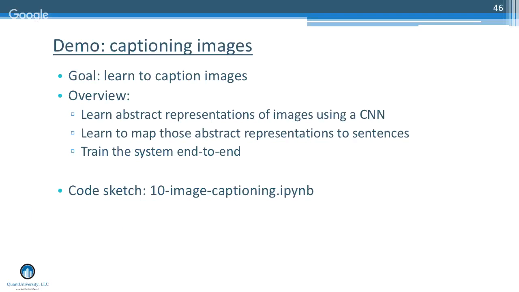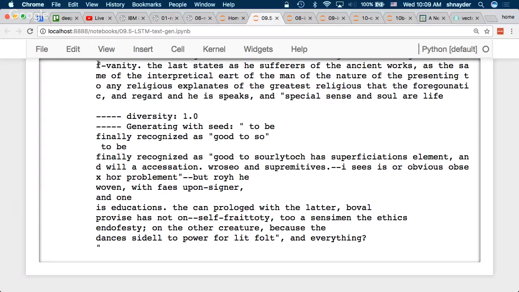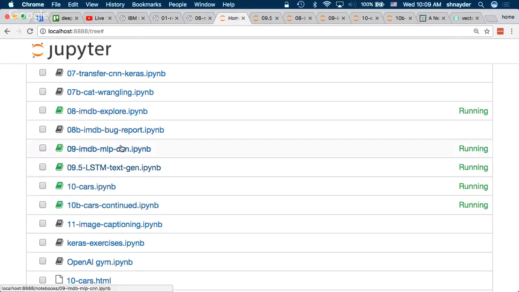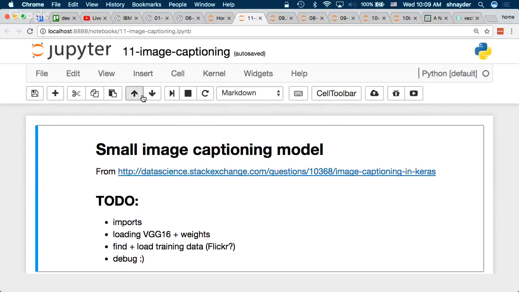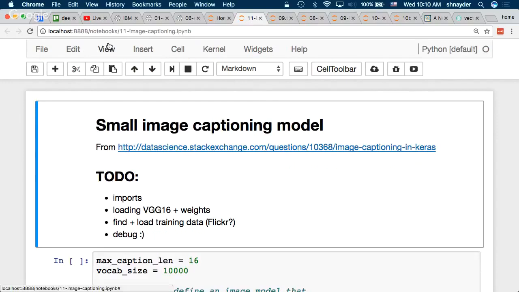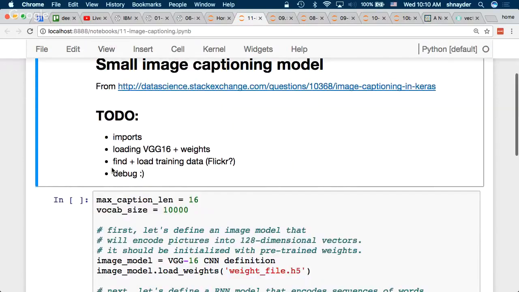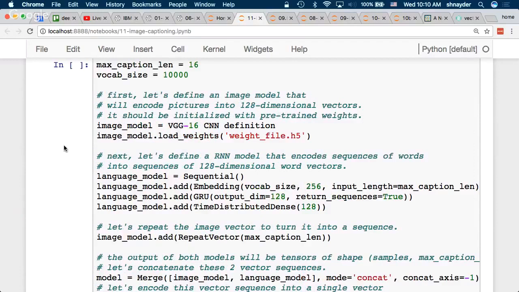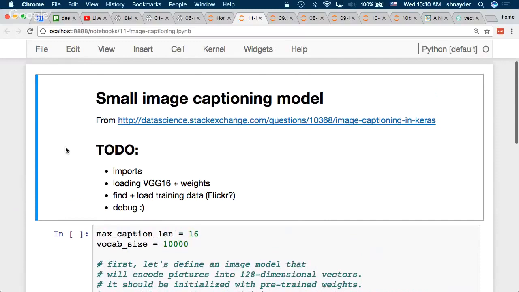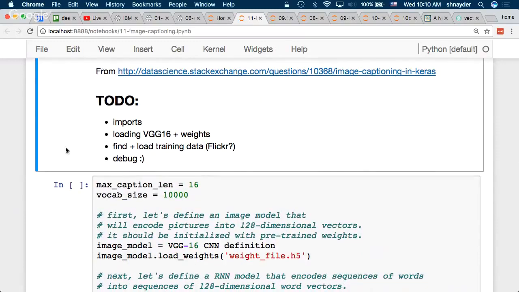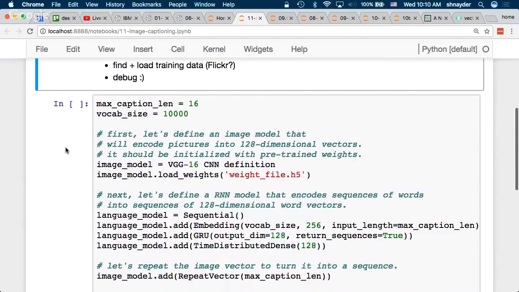I didn't actually get this example to work. So I don't know if it's worth pulling up the code. Oops, no, maybe it is. But I think it's, yeah, I'll quickly just scan through it. Yeah, so how would you do image captioning in Keras? This is, again, just a sketch. It is not fully working code.